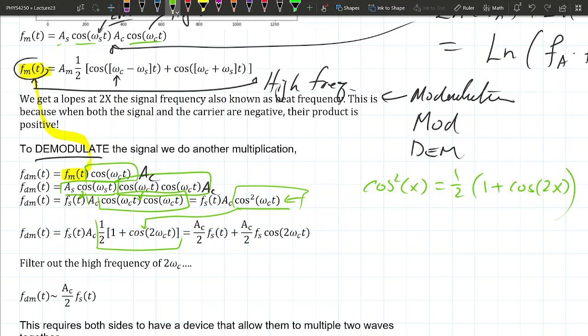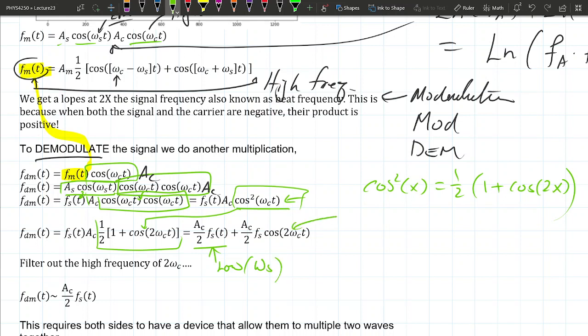Now what I'm going to do is multiply this signal function, this f is not frequency, it's the function of the signal, into each of these terms. Then what you'll see is you get a low frequency term that is exactly the same frequency of omega s.